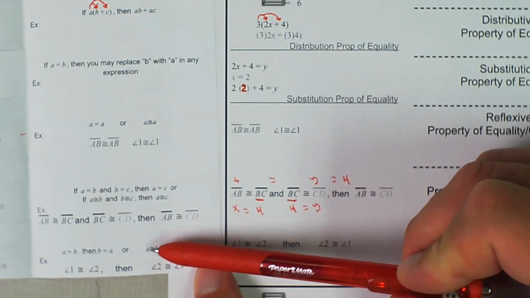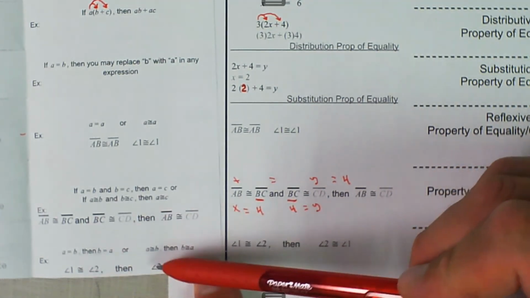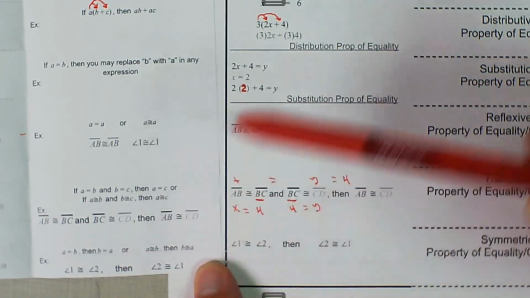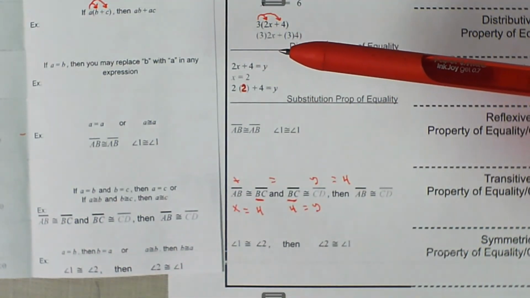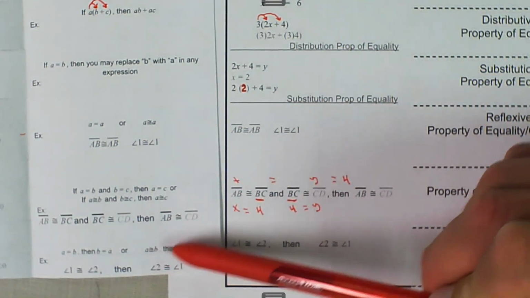We can do the same thing with congruence. A is congruent to B, then B is congruent to A. We can do it with angles the same way. All we're doing is switching which one we name first, but it is not going to change the equality or the congruence based on which one's written first.